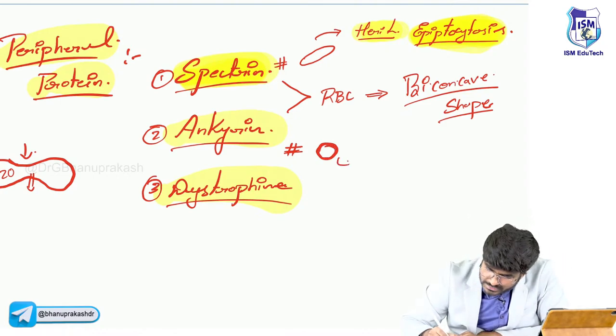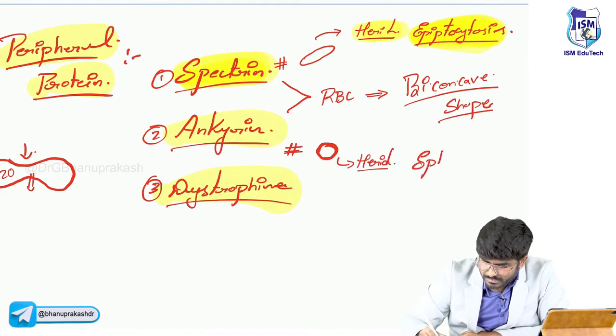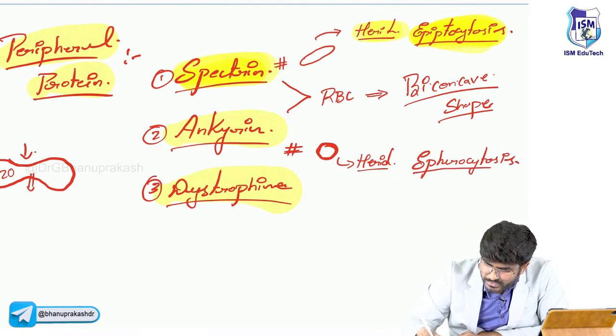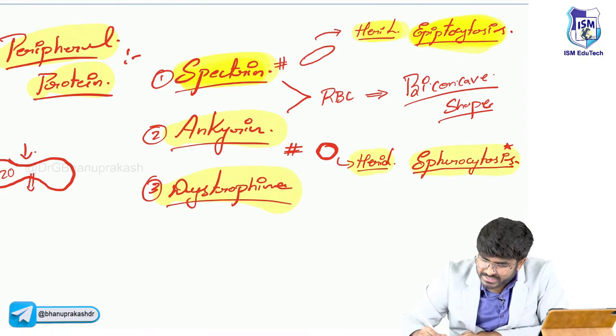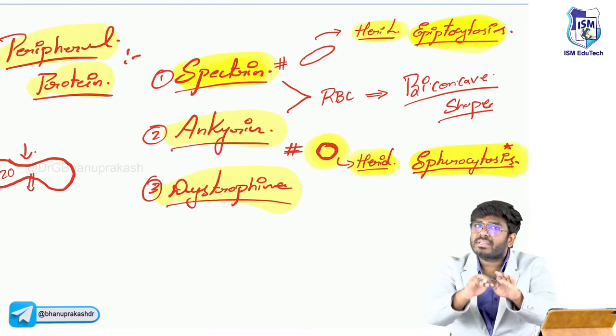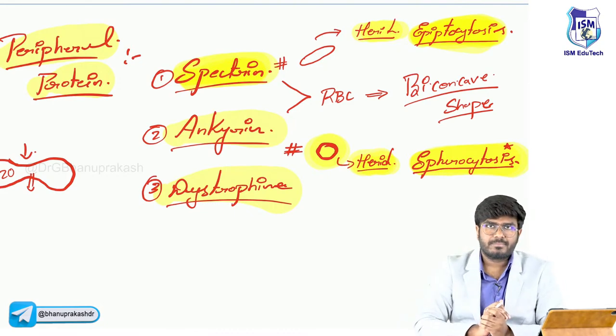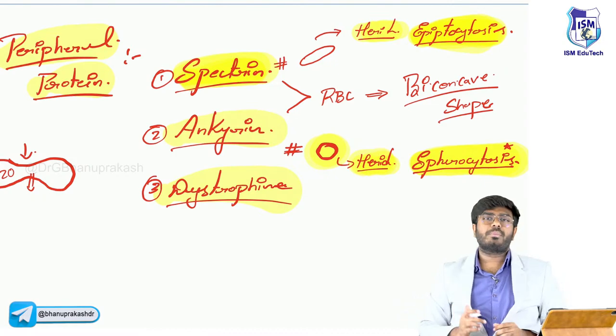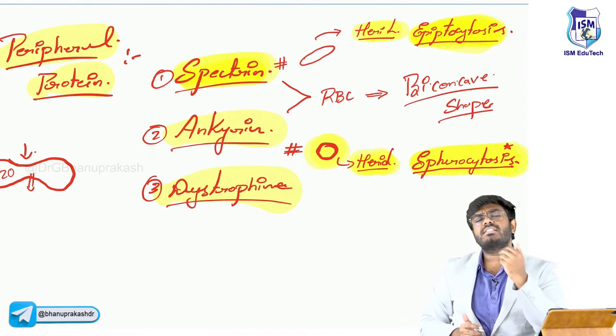So, this condition is called hereditary spherocytosis. Okay, hereditary spherocytosis. Many times the question was asked in FMG exams and PG exams, hereditary spherocytosis is due to spherical shaped RBCs or round shaped RBCs. Done. Now, just answer my question.